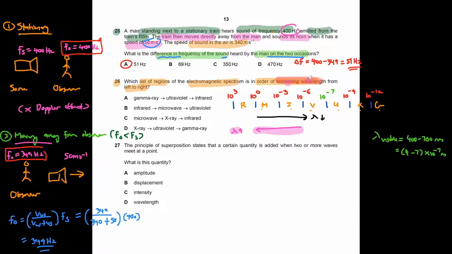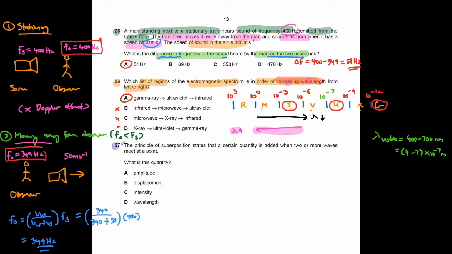So the answer will actually just be A itself. Because you see from gamma rays, you go to ultraviolet, and then you go to infrared. This is really an increasing order of wavelength. If you do your analysis for B, C, and D, you will eventually notice that there's one that's in the wrong order. Okay, so this is for question 26. And then you move on to question 27.